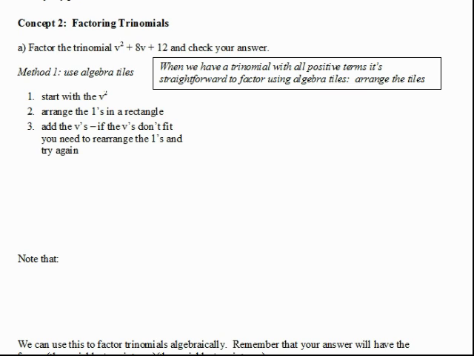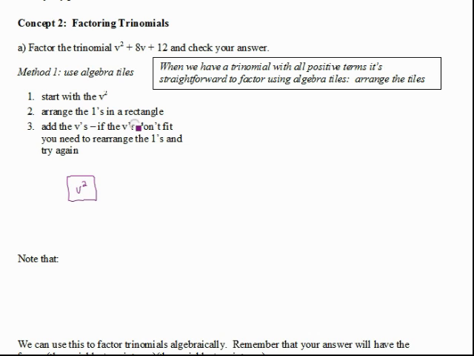Okay, now we've come to the fun stuff. We are factoring trinomials. And we can do this using algebra tiles, so let's start there. When we do this with algebra tiles, the first thing we're going to do is start with the v squared. So I'm going to draw my v squared, and I'm going to draw this as a square. Okay, so that's my v squared.